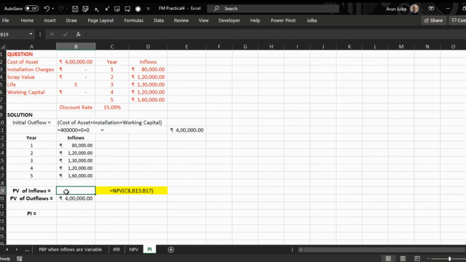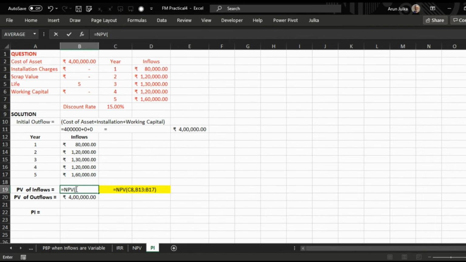Now we will calculate present value inflow. Present value inflow in Excel means net present value. The NPV function: equal NPV, discount rate, and now we will select all the inflows which are available in B13 to B17. When we press enter, it will give us present value of inflows.